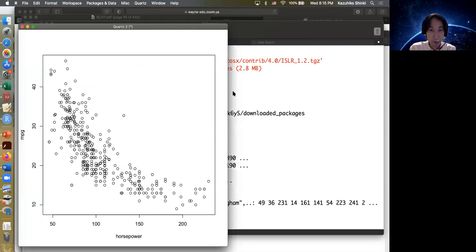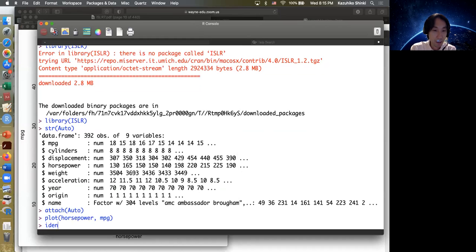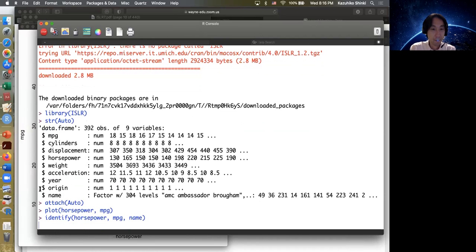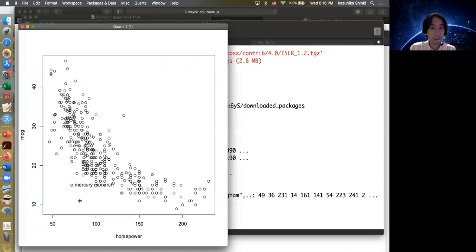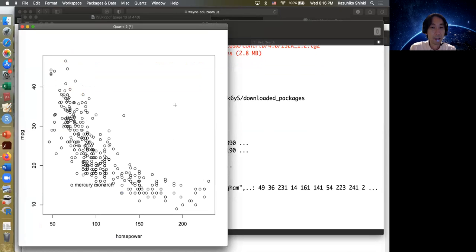Okay, so this is the graph, but sometimes we want to see what this observation is. So we can use identify: horsepower, MPG, name. If you click once, then we can see this observation. So when I click, we can see this is the Datsun 280ZX.